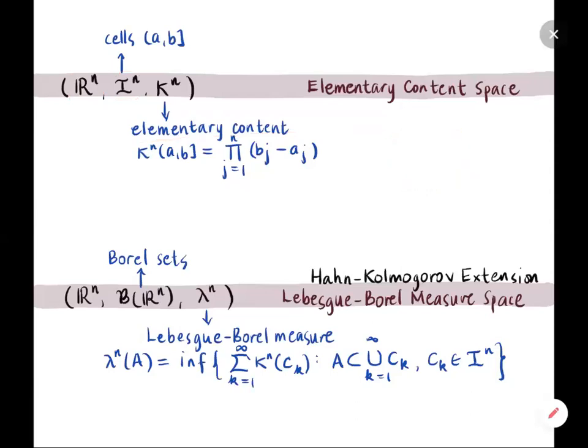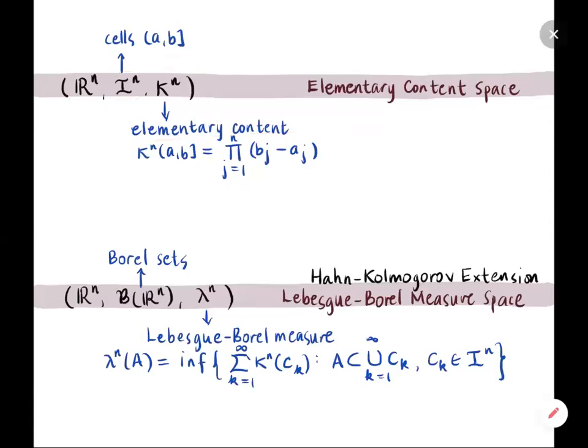From this elementary content space defined on the semiring of cells, we can apply the Hahn theorem to extend this into the ring generated by the cells. And we denoted this by Fn, the set of figures, last time. Basically the extension is via taking the sum of the cells that comprise the figures.